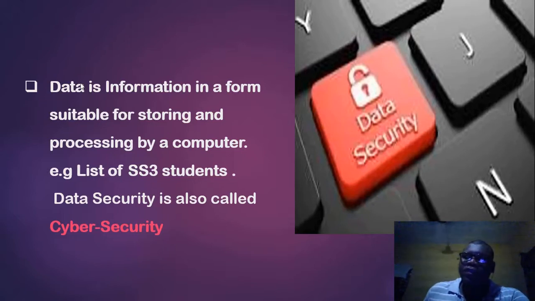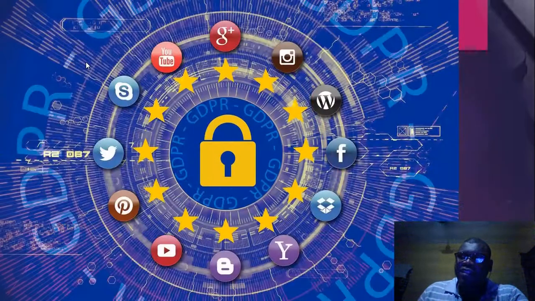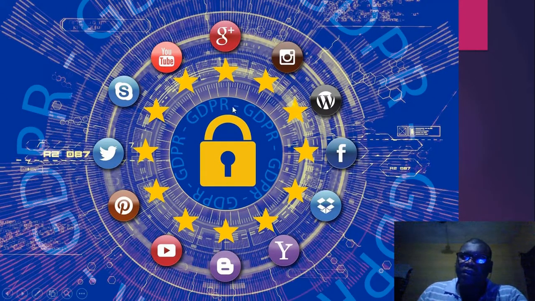For example, a list of SS3 students. If I type the list of SS3 students on an Excel sheet in a computer, that's data, that's information. So data security is also called cyber security. In case you see that online, data security is also called cyber security, because cyber has to do with anything internet or computer related. This is the pictorial view of data security. This padlock can lock all your information, YouTube, Google Plus, and so on. This is a picture of a padlock, to secure something.